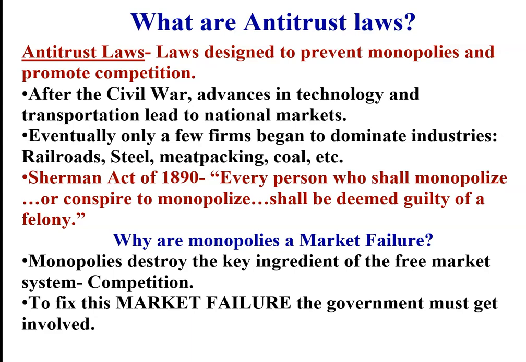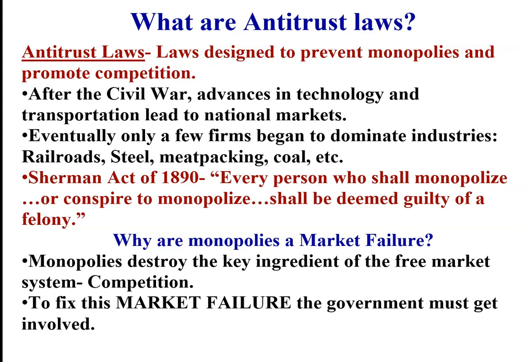After the Civil War, advances in technology and transportation led to national markets. Eventually, only a few firms began to dominate certain industries, such as railroads, steel, meatpacking, and coal.